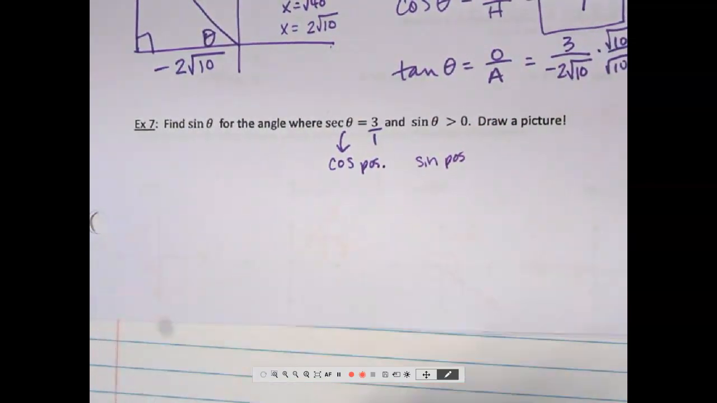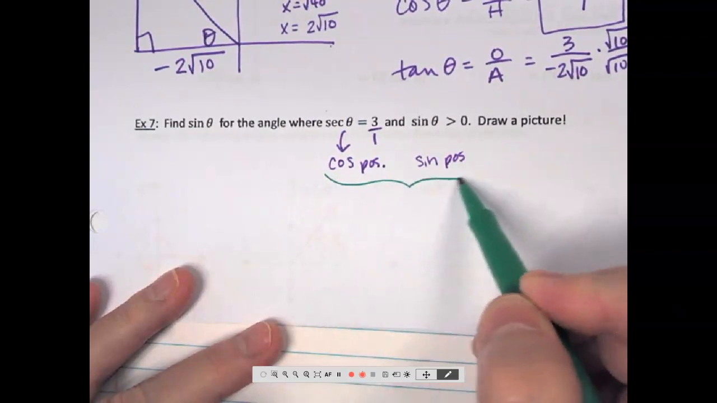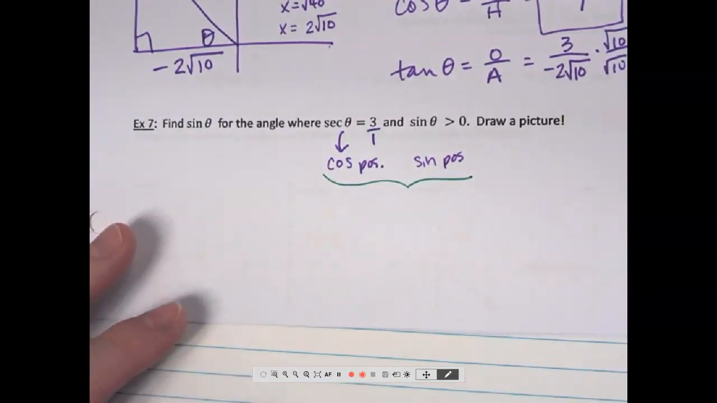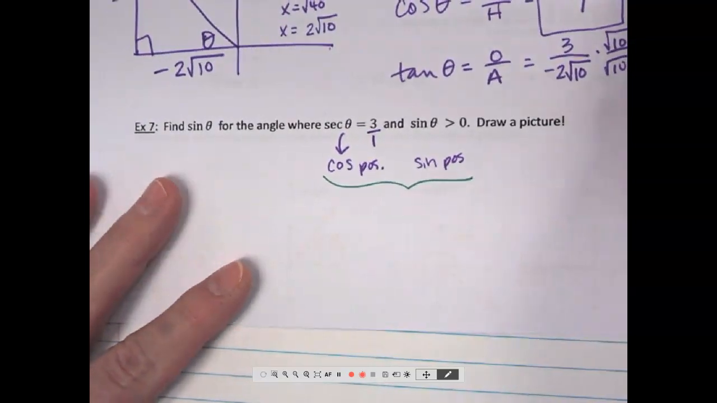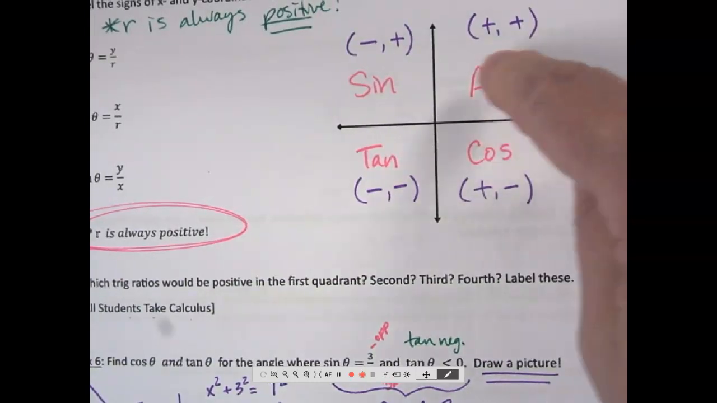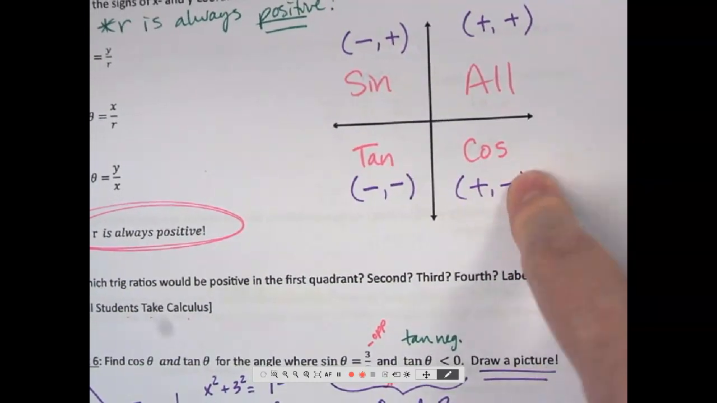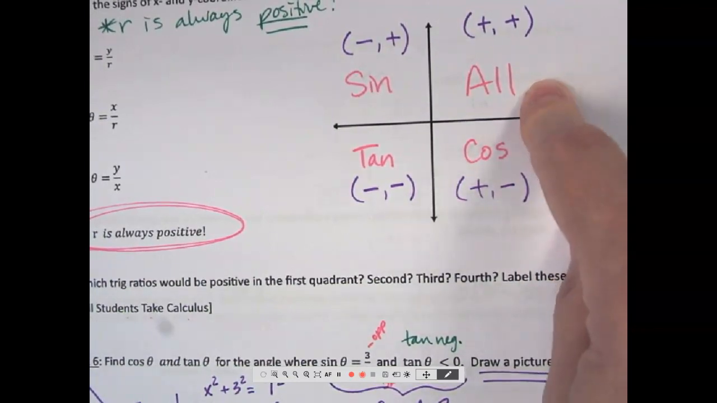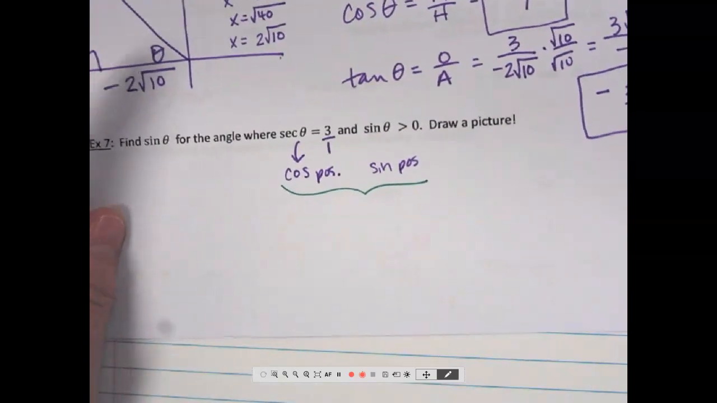Okay, so let's use this information. Where is cosine positive and sine positive? Which quadrant does that happen in? Quadrant 1. That's where everything is positive. Only sine is positive here. Only cosine is positive here. First quadrant is the only place they're both positive. Okay, so this tells me I'm in quadrant 1.